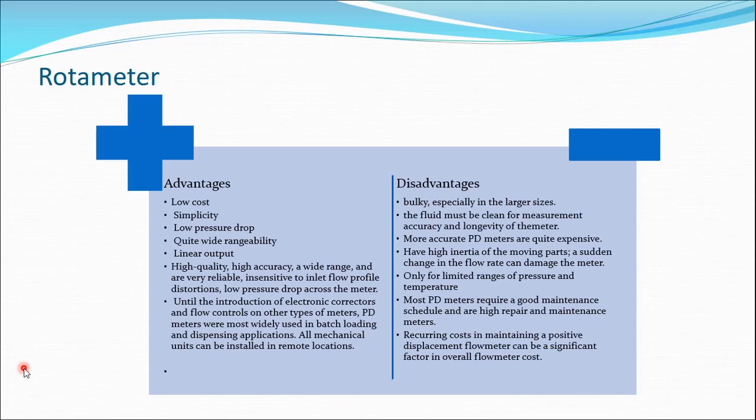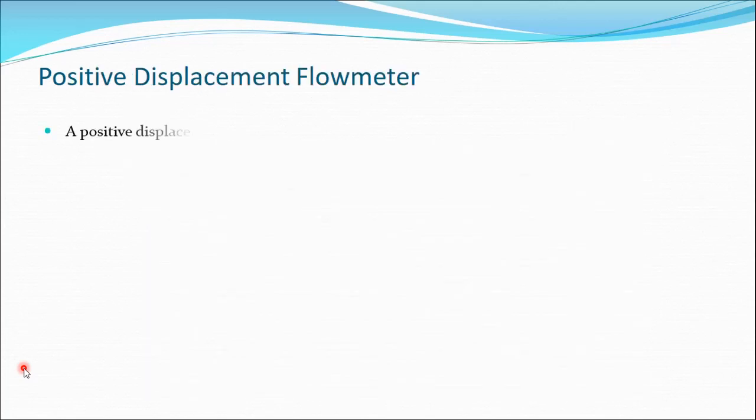If we talk about some disadvantages, they are bulky, especially in larger sizes. The fluid must be clean for measurement accuracy and longevity of the meter. More accurate PD meters are quite expensive and have high inertia of moving parts. A sudden change in the flow rate can damage the meter, and they work only for limited ranges of pressures and temperatures. So, in this way, various disadvantages are there.